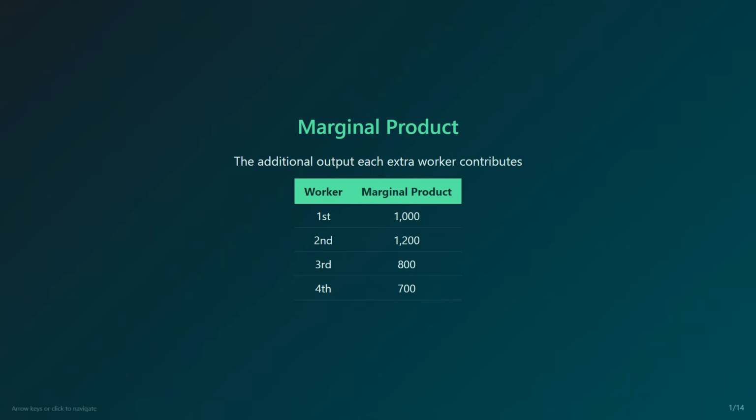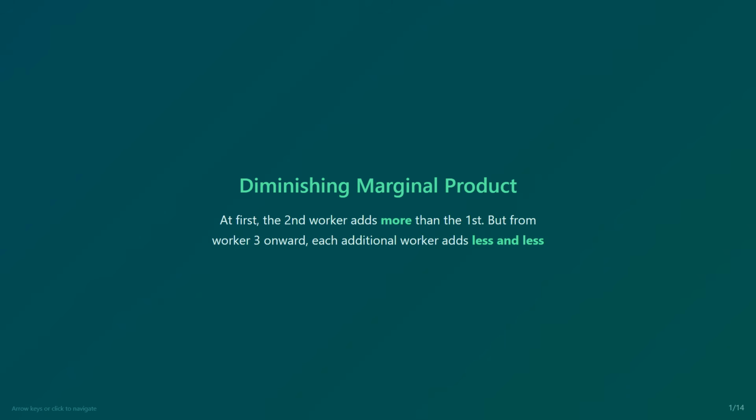At first, the marginal product rises, the second worker contributes more than the first. But starting from the third worker, the marginal product begins to decline. The third, fourth, and fifth workers' marginal products keep decreasing. This is the law of diminishing marginal product. In fact, by the time we reach the 11th worker, the marginal product becomes negative, meaning adding another worker actually harms production.